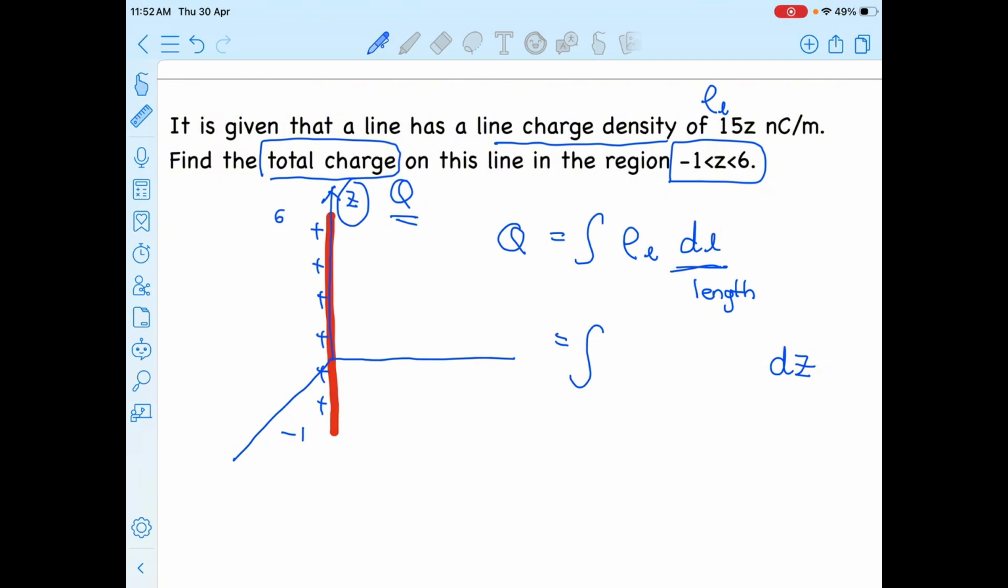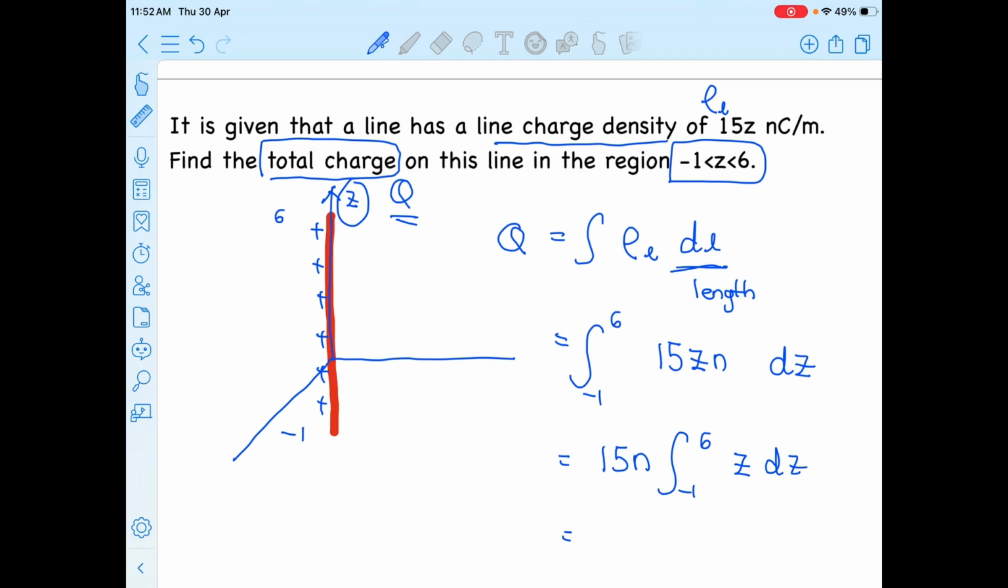Then we insert the rho L. The rho L is 15 Z nano, and the length of the line is given by the question, from -1 to 6. So we have to do the integration. By moving these 15 nano outside, we integrate the Z dz. From the calculator, we can get the answer.